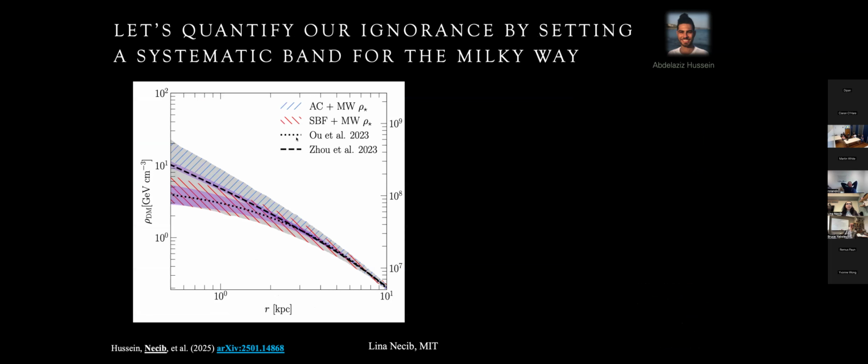So what we use from this information is that we can quantify our ignorance by setting a systematic band for the Milky Way. And I want to emphasize that this is for the Milky Way itself. We take the observed stellar distribution for the Milky Way, apply this adiabatic contraction model, which is what you would expect, and you would end up in this blue hashed line right here. Then, if you assume this strong feedback model from FIRE-2 and do the same thing, you would end up with this more cored profile.